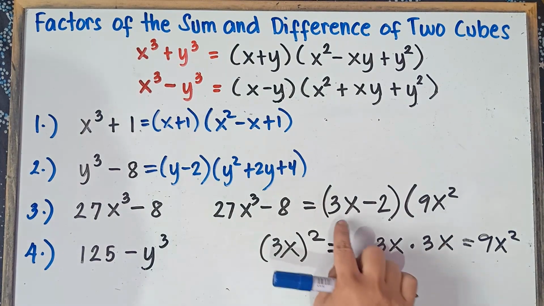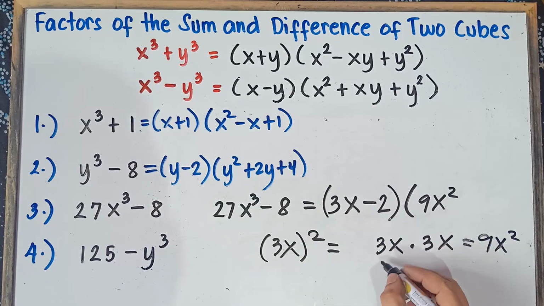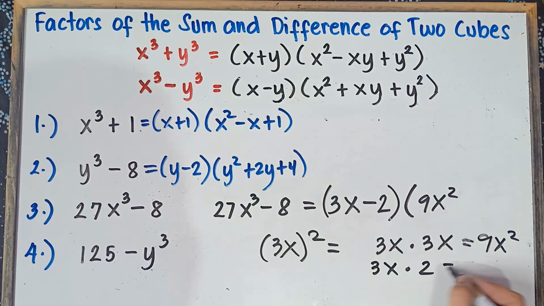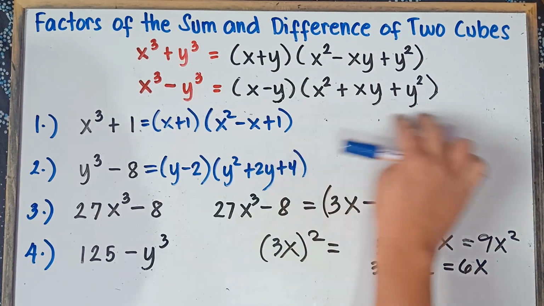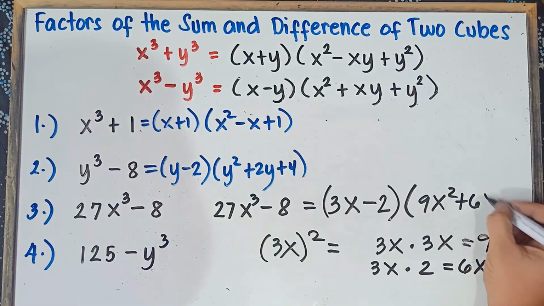Alright, and then next step, let's simply multiply the first term by the second term. 3x multiplied by 2. So 3 times 2 is 6. Simply copy x. So this will be positive 6x. So once again, class, your second factor must be all positive. So this will be positive 6x.